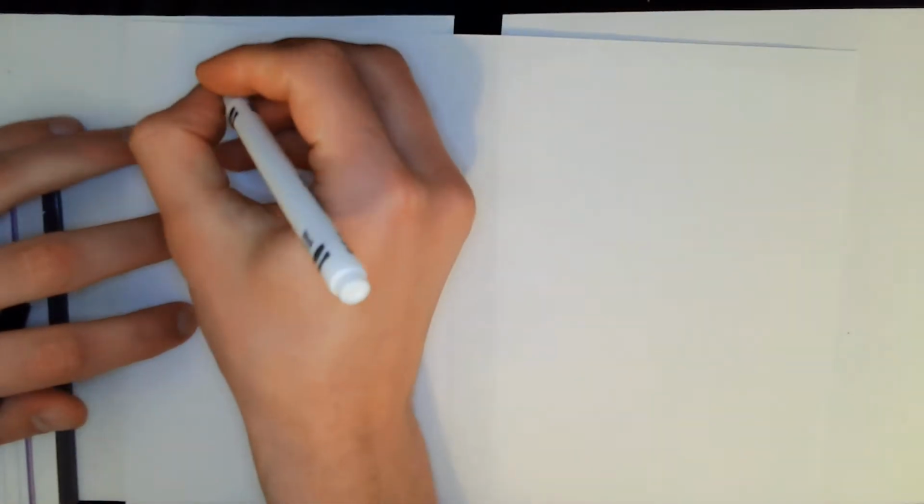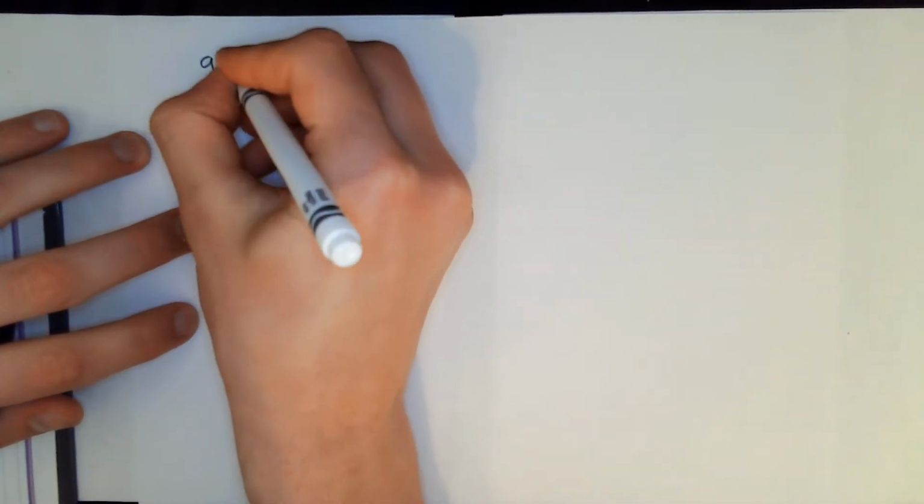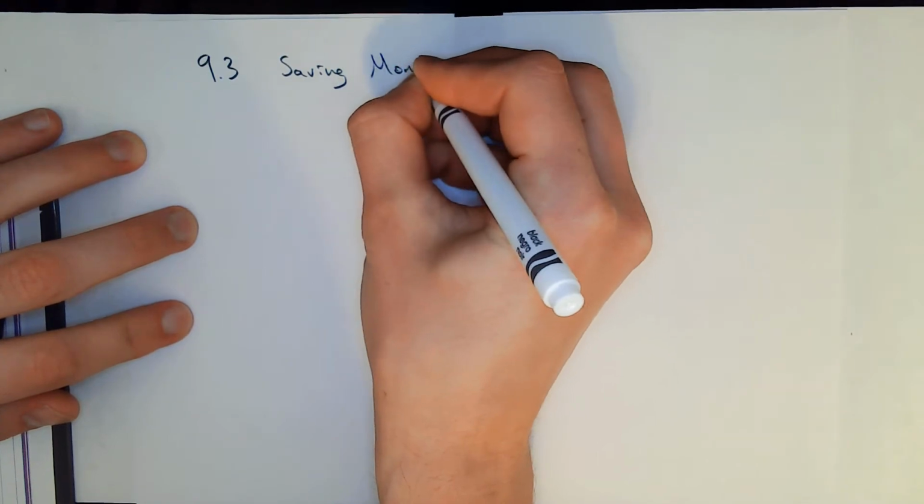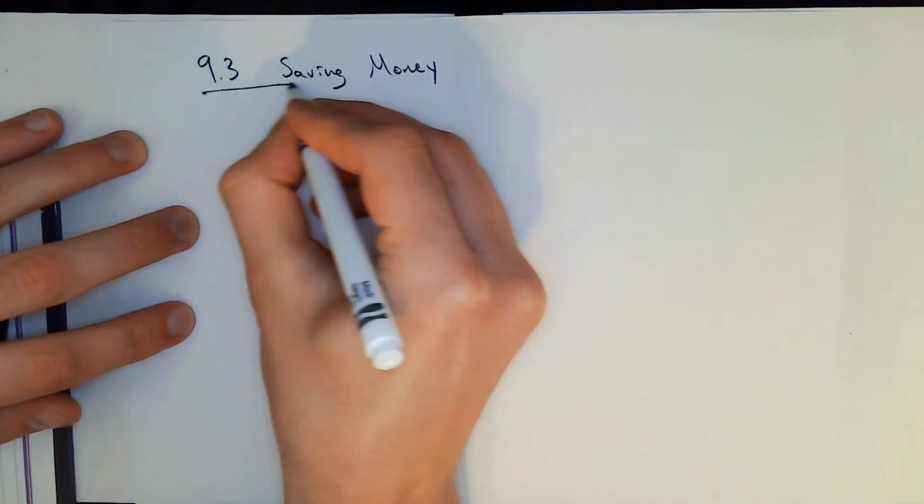All right. 9.3 is called saving money. Okay, so that's pretty generic. That doesn't really tell us much.